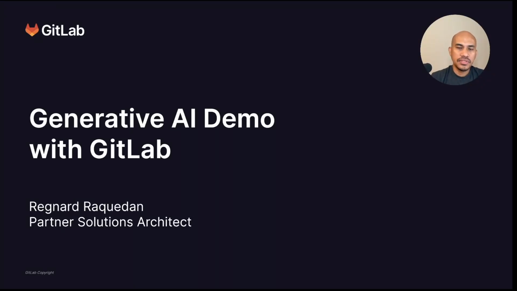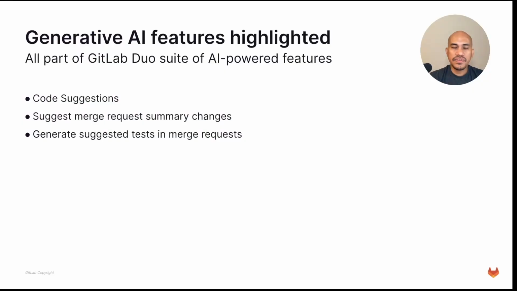Today we'll talk about the generative AI features in GitLab that are powered by Vertex AI. I'm Renardo Kaidan, Partner Solutions Architect at GitLab, and I help team members and customers alike learn more about the tight integration between GitLab and Google Cloud. Today's features that we will be focusing on are code suggestions, suggest merge request summary changes, and generate suggested tests in merge requests. All of these are part of the GitLab Duo suite of AI-powered features.